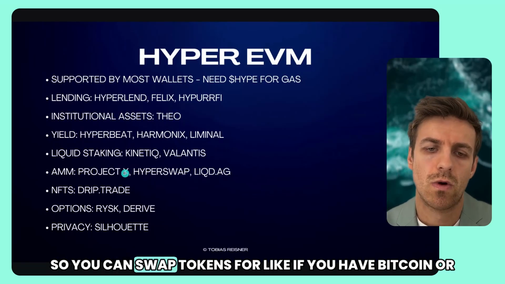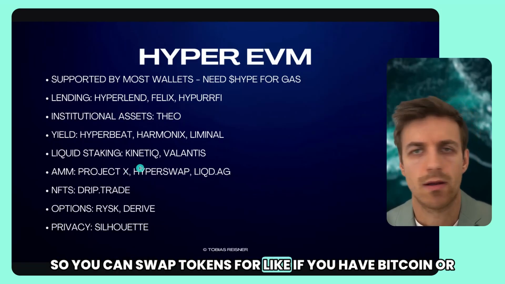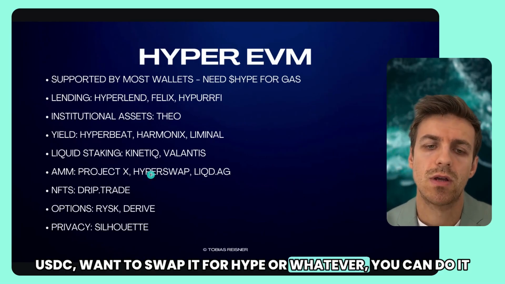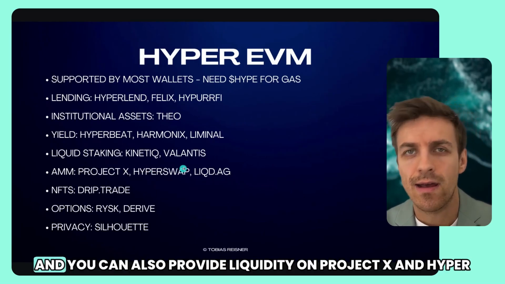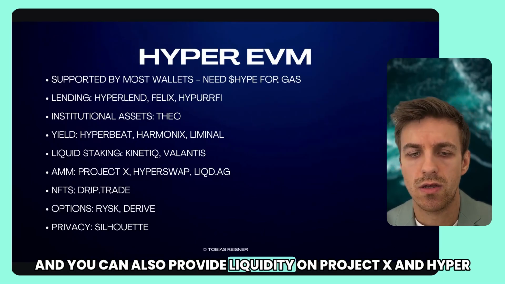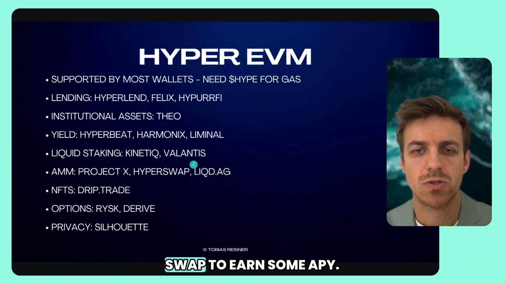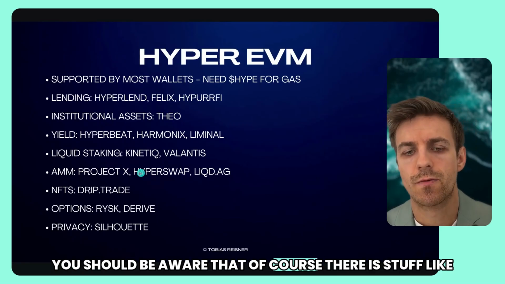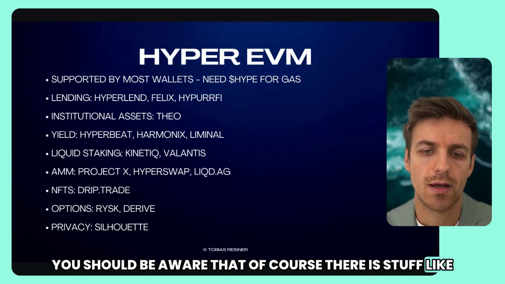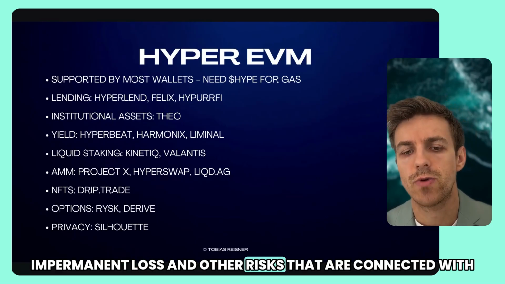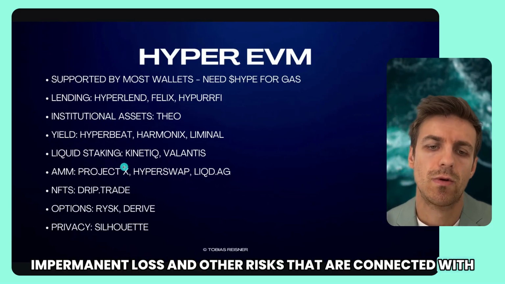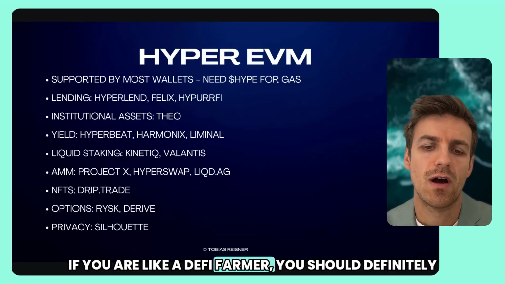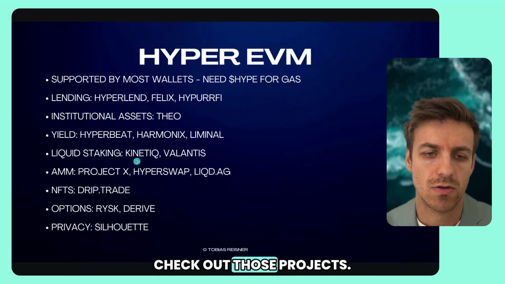So if you have Bitcoin or USDC and you want to swap it for HYPE or whatever, you can do it on there. And you can also provide liquidity on Project X and HyperSwap to earn some APY. You should be aware that, of course, there is stuff like impermanent loss and other risks connected with those strategies. But if you are a DeFi farmer, you should definitely check out those projects.